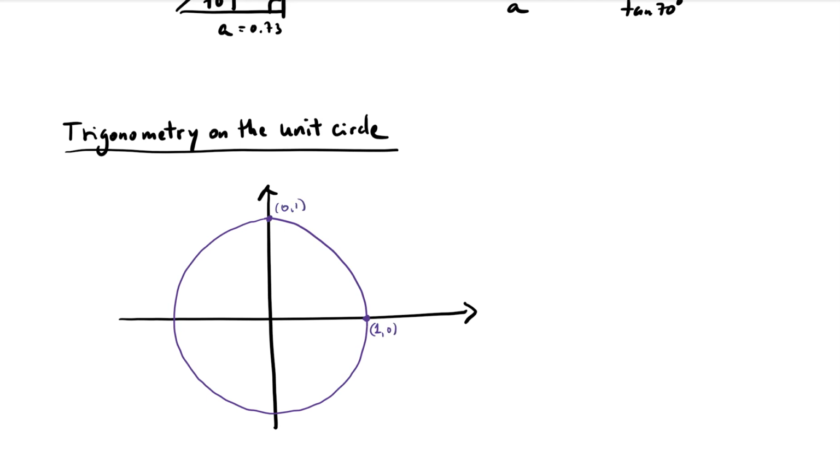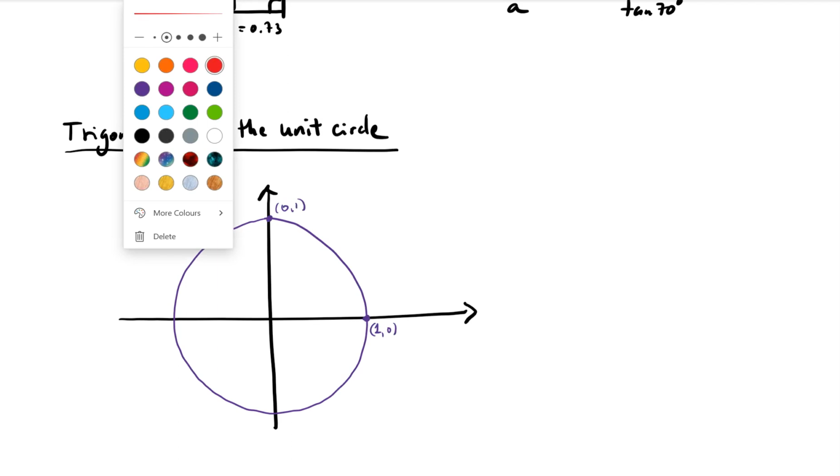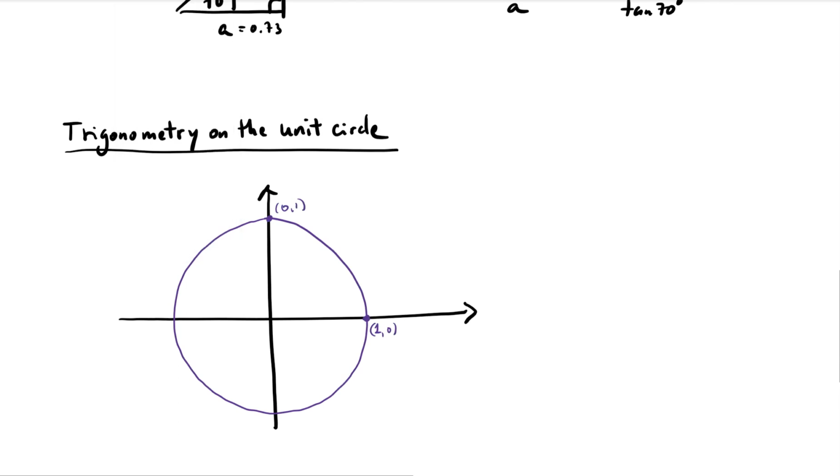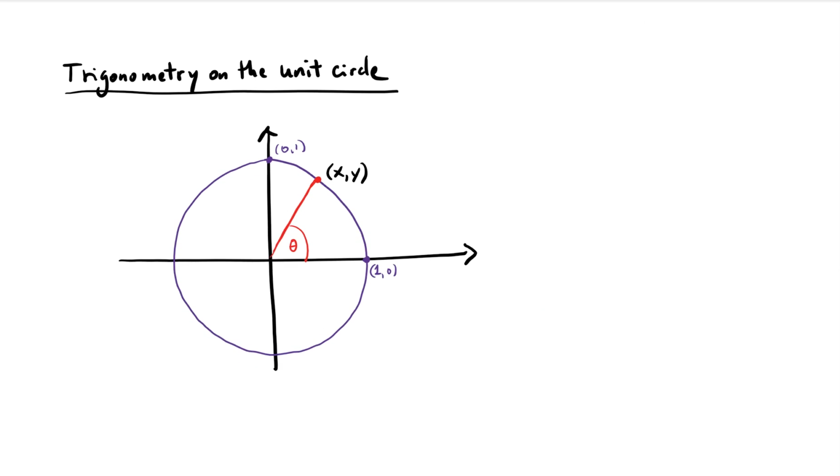Okay. And imagine I have maybe an angle, theta, like that. This is theta. Okay. This is the point where this line intersects the unit circle. So we're going to say that the coordinates are x and y. Okay. Now the equation of a circle is such that the coordinates satisfy the Pythagorean identity.